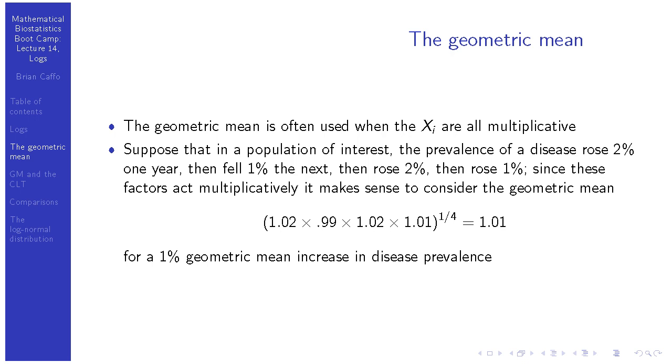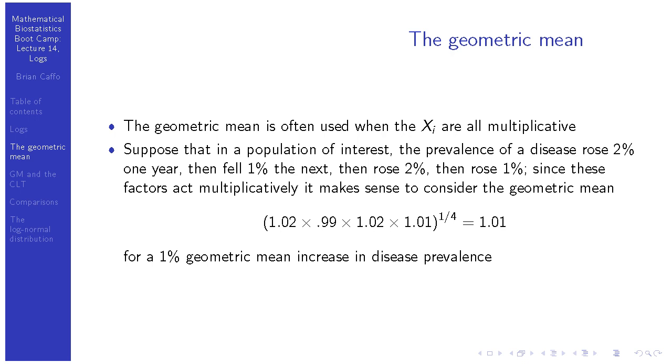In some domains, people use the geometric mean so frequently that when they talk about mean, they're referring to the geometric mean, not the arithmetic mean. As an example, when what you're thinking about is inherently multiplicative, you would often think of the geometric mean. So suppose that in a population of interest, the prevalence of a disease rose 2% one year, and then the next year it fell 1%, and then the year after that it rose 2%, and then it rose 1% again. Well, if you're thinking about the end prevalence of the disease after the starting prevalence, inherently you would multiply the starting prevalence times 1.02 times 0.99 times 1.02 times 1.01, and you would get the ending prevalence.